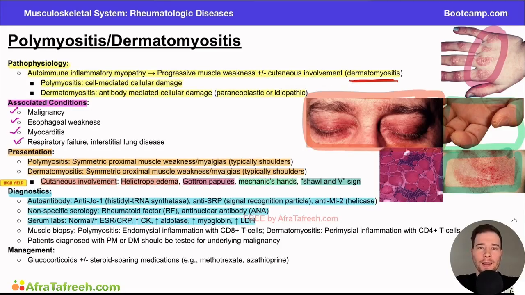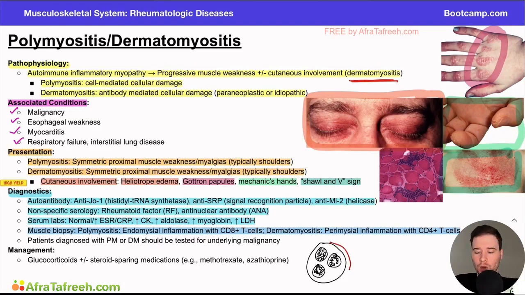Now, another key thing they like you to know here is about the muscle biopsy. So in polymyositis, you get endomysial infiltration with CD8 T cells, and in dermatomyositis, you get perimysial inflammation with CD4 T cells. And so just as a quick refresher, right, if we have a muscle cell bundle, we have the surrounding tissue called the epimysium.